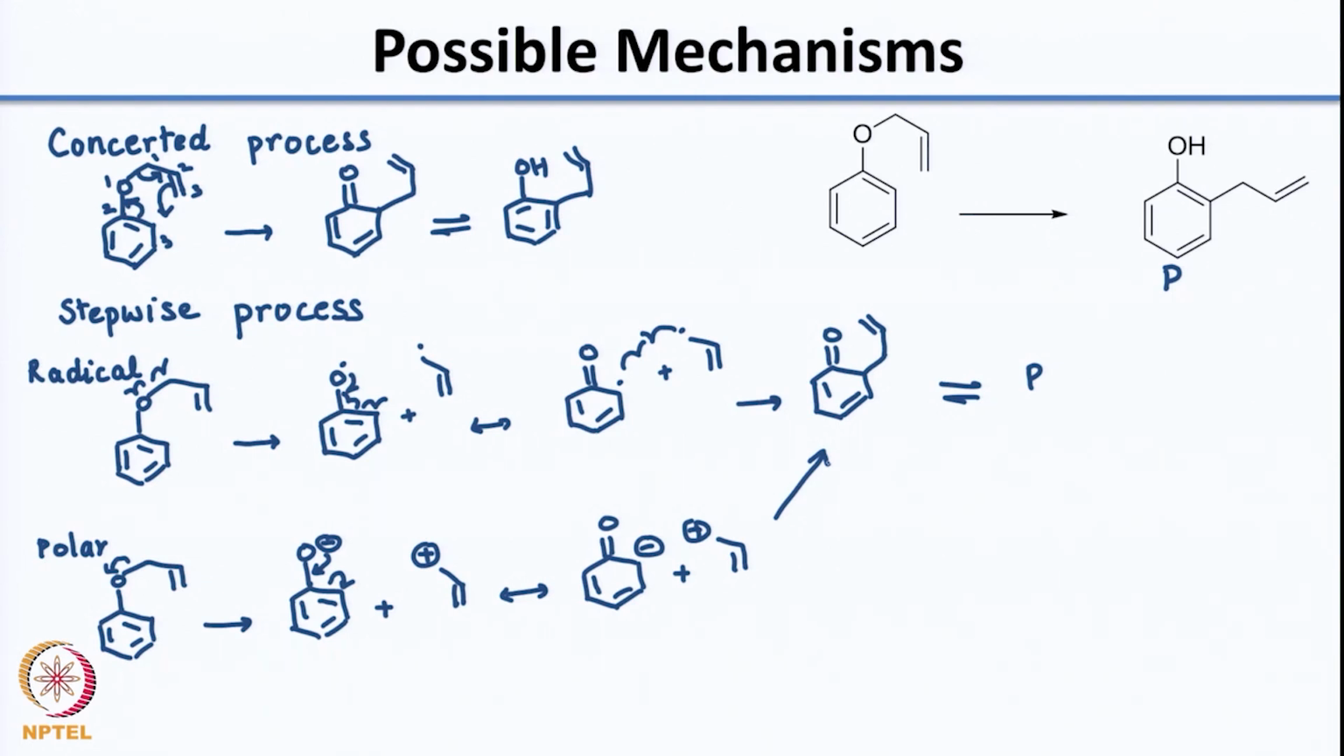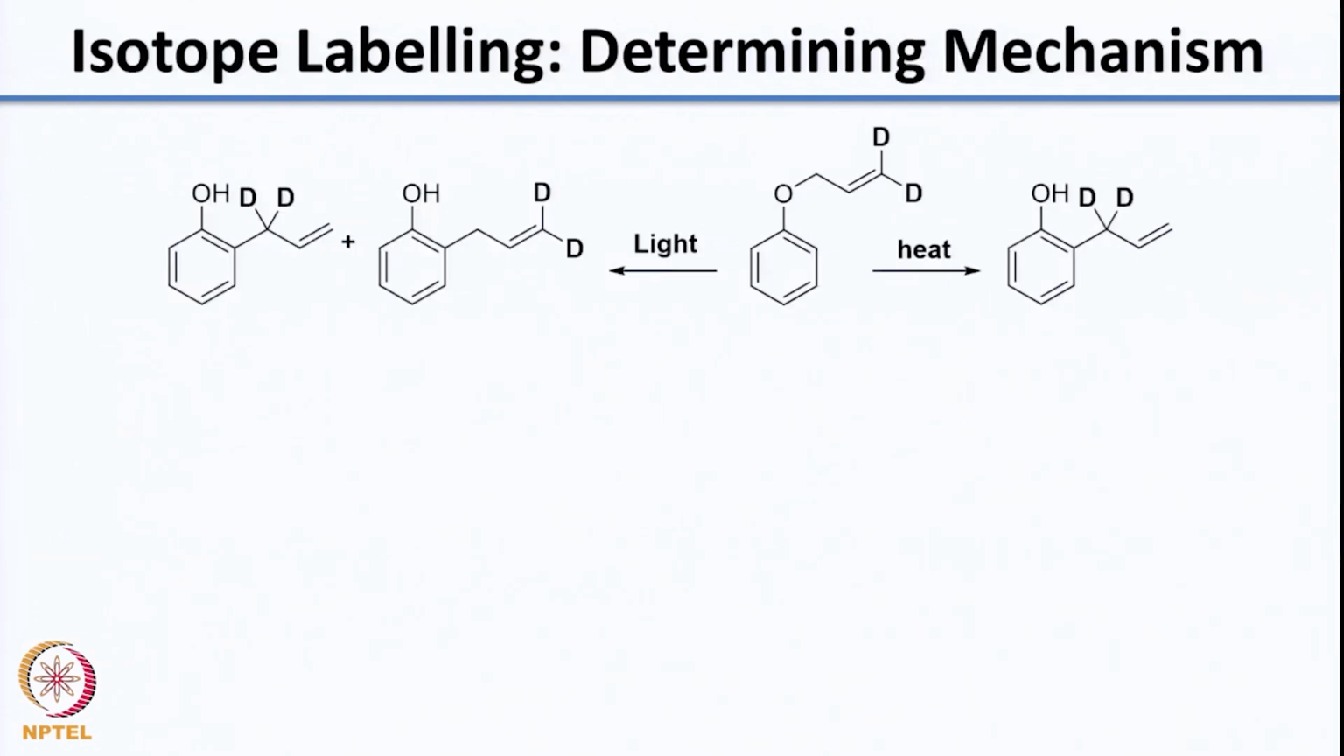Now, how will you distinguish which is which mechanism? To do that, this is the experiment that was done. You have now done isotopic labeling. What is done is you have labeled these two positions here with deuterium. Why you do that is you can follow where the deuterium goes. This reaction is carried out under two different conditions, heat and light. In the case of heat, you get one product, whereas in the case of light, you get two products.